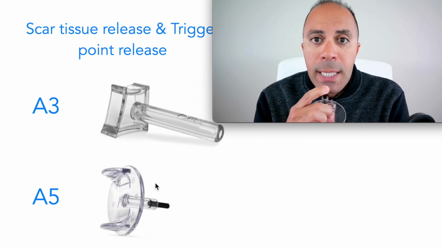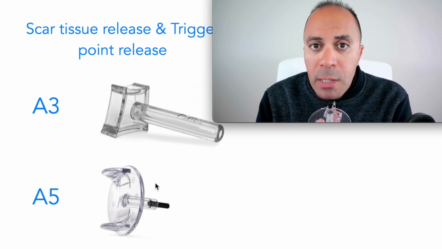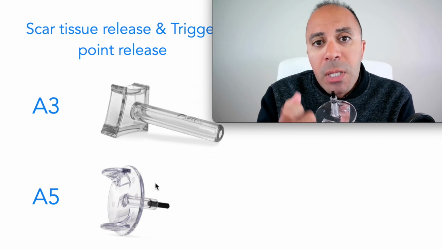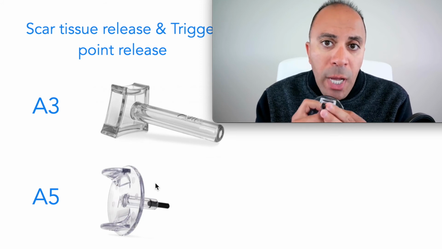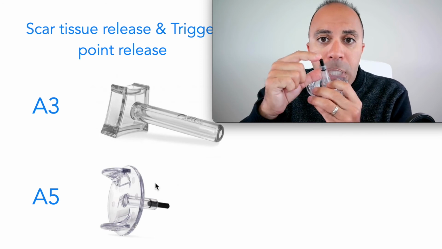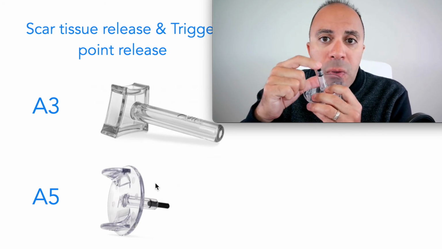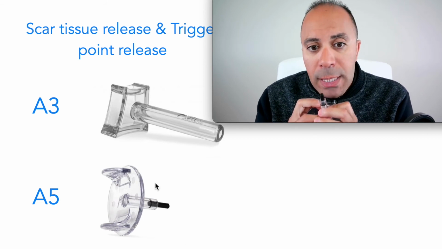And that's what I said, massage and foam roller are not effective because it's mechanically impossible to go deep enough to cause deep release of the scar tissue and the fascial restrictions. With the A5, we can go about 2.5 to 3 inches deep to really do deep adhesion release.